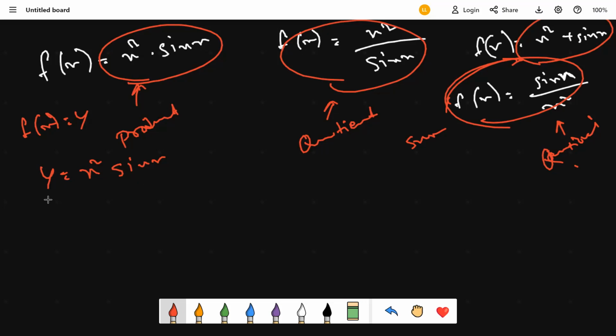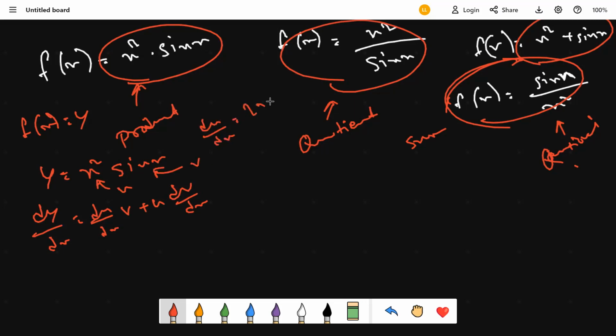When we differentiate, we know what the product rule is supposed to be: du by dx times v plus u times dv by dx. Now here, let's consider the first one as u, and the next one as v. So du by dx in this case is going to be 2x. And dv by dx, we learned in the last lecture that sine x, when you differentiate it, gives us cos x.